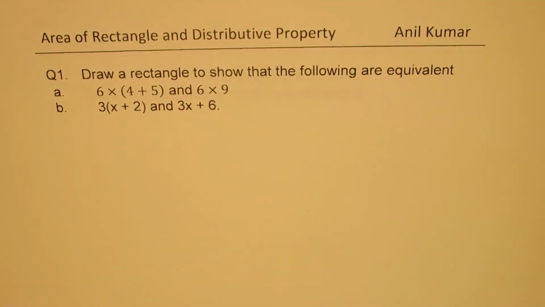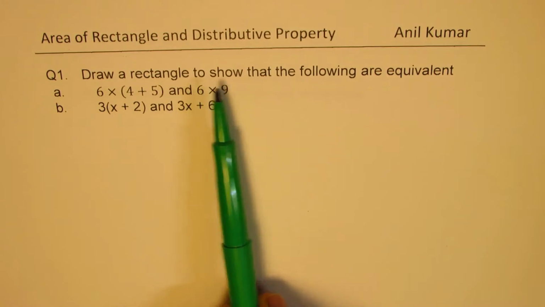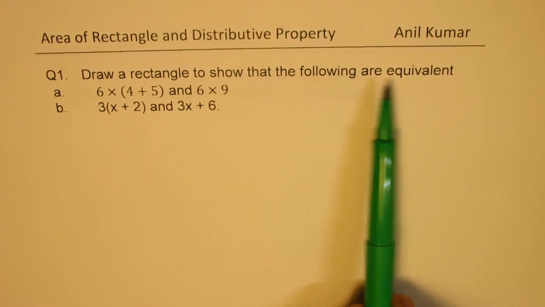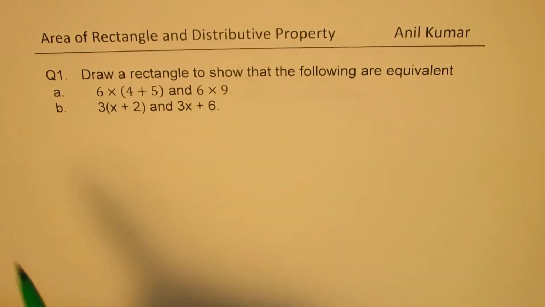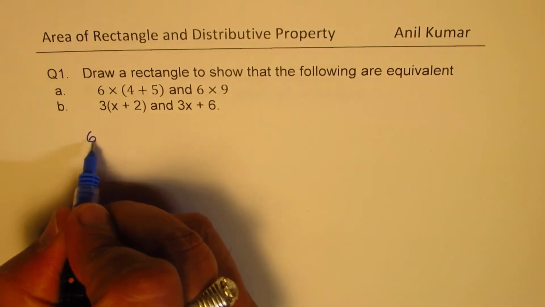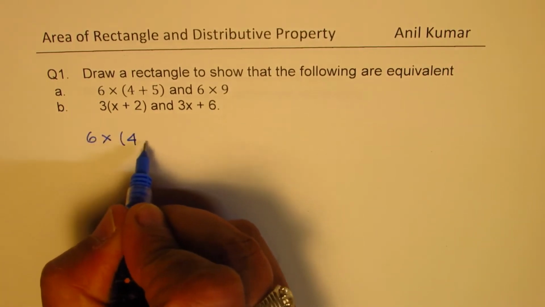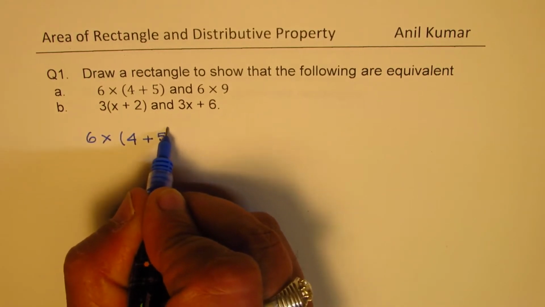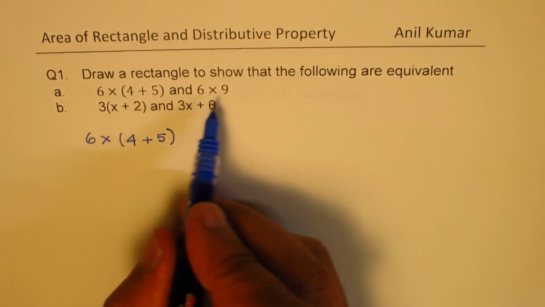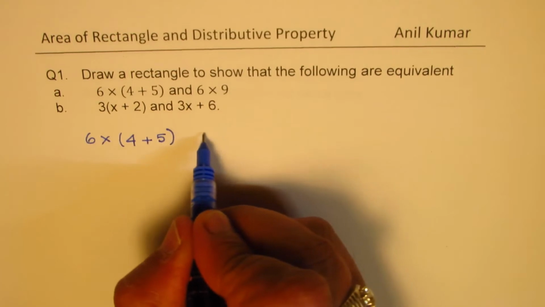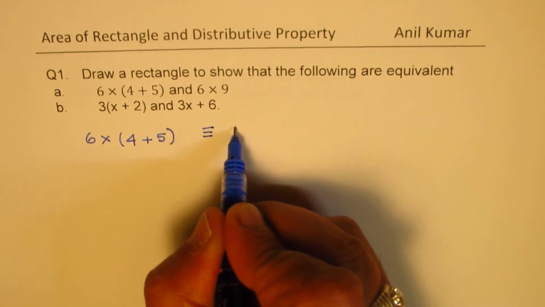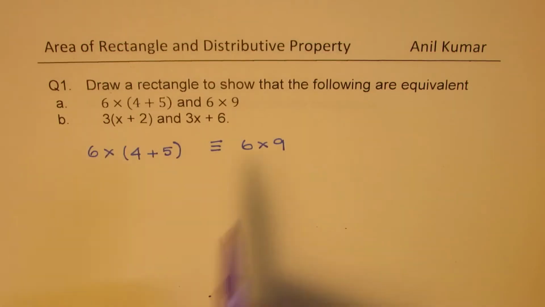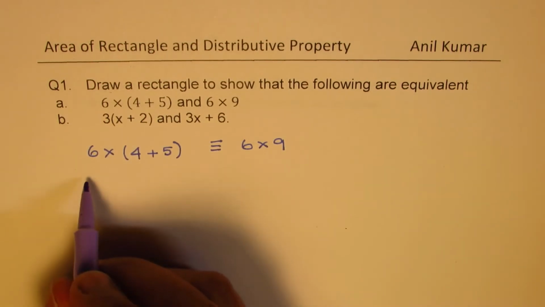The very first question is, draw a rectangle to show that the following are equivalent. So first one is, for us, 6 times (4 plus 5), and the other one is 6 times 9. So we have to say this is equivalent to 6 times 9. We can show it with the help of a rectangle.